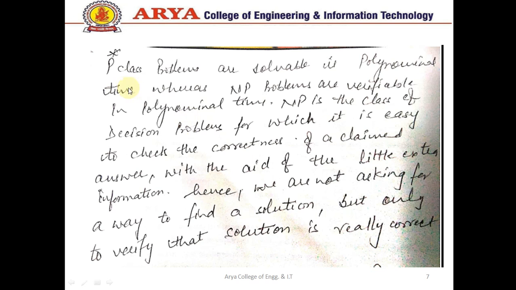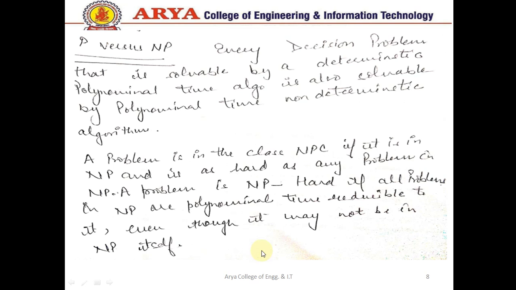So on the basis of this, P is the class of problems that are solvable in polynomial time, whereas NP is a class of problems that are verifiable in polynomial time. NP is a class of decision problems for which it is easy to check the correctness of the answer, because we can verify a claimed answer with the aid of a little extra information. Hence we are not asking for a way of finding the solution, but only to verify whether that solution is correct or not. Next is what is P versus NP.